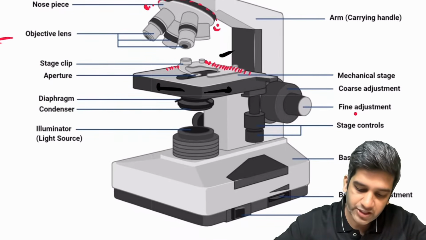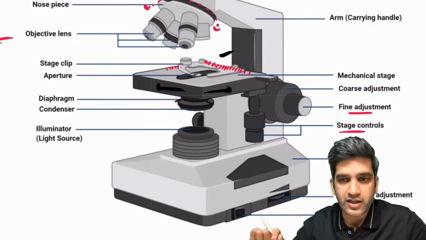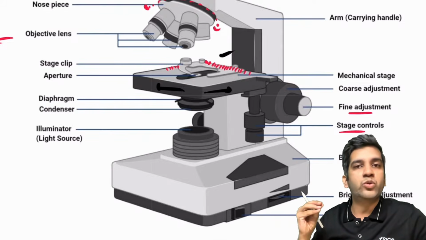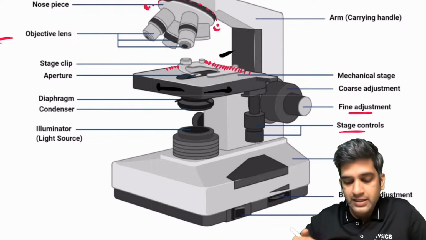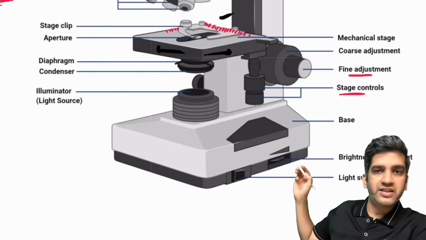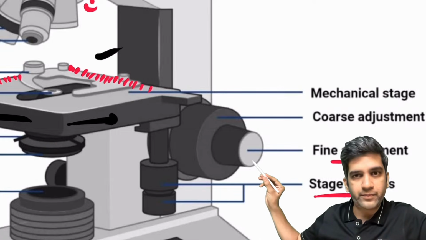Then I have the adjustments, the coarse and fine adjustments. Like Ashraf said, it's like a scale. So I have coarse and fine adjustments. That also is part and parcel of the microscope. Sometimes the coarse adjustment screw and fine adjustment screw will be different. They won't be the same. But if you look at this microscope, this is coarse, this is fine.